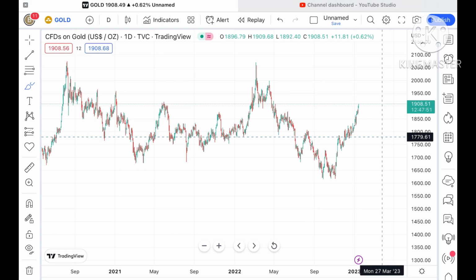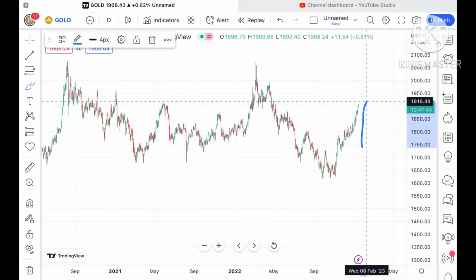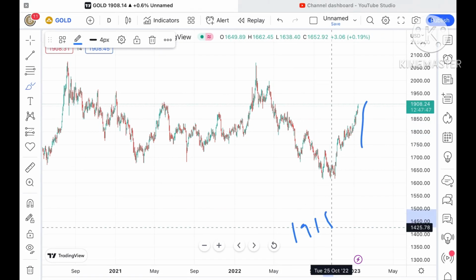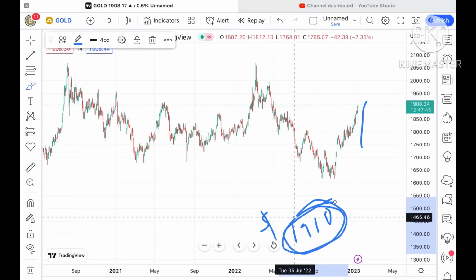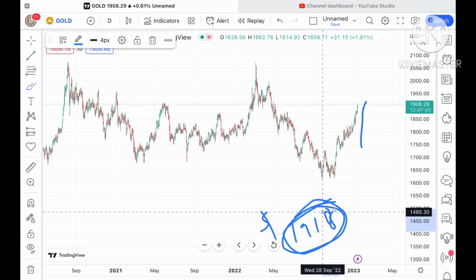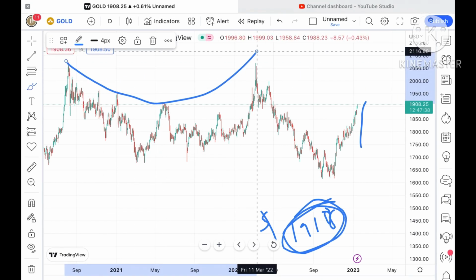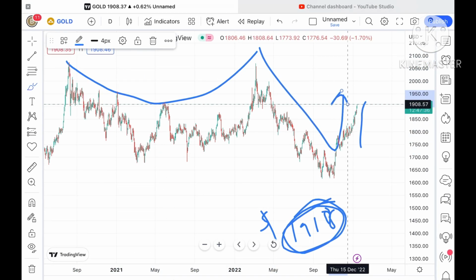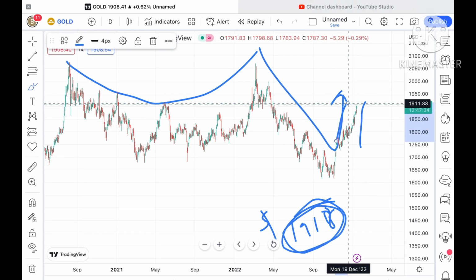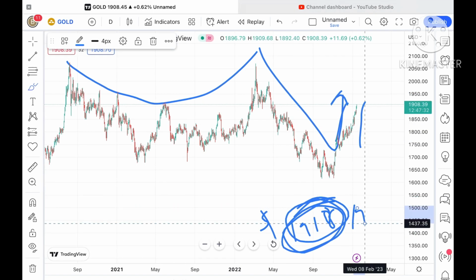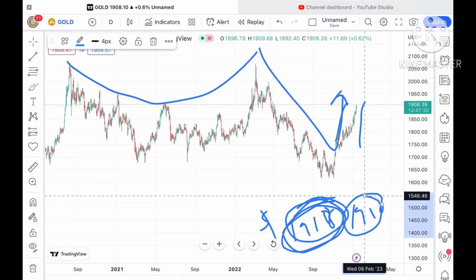Look at this particular chart. Chances are very high that it can go towards a level of 1918, and keep this in mind: once it sustains above 1918, the probability of going further upside is on a higher scale, as we can see an opposite pattern forming, and there is a probability that this is the resistance. Once sustained above 1918, the probability of going further upside is on a higher side.